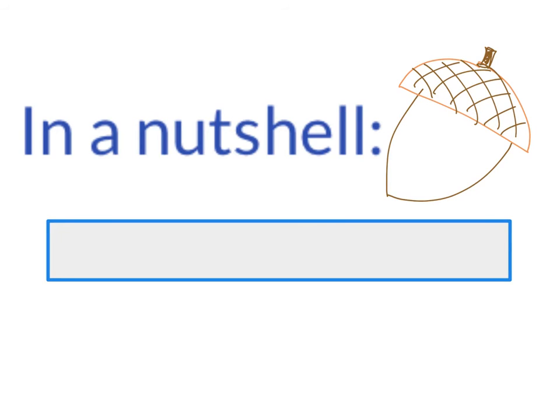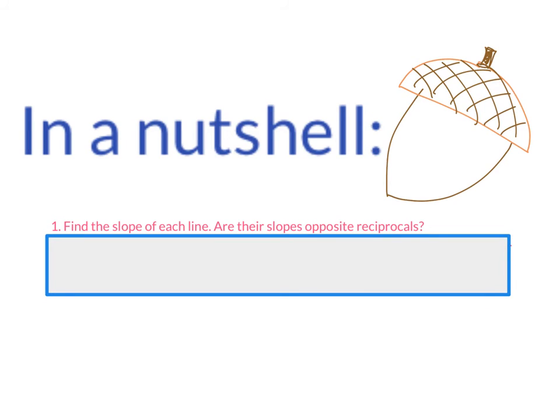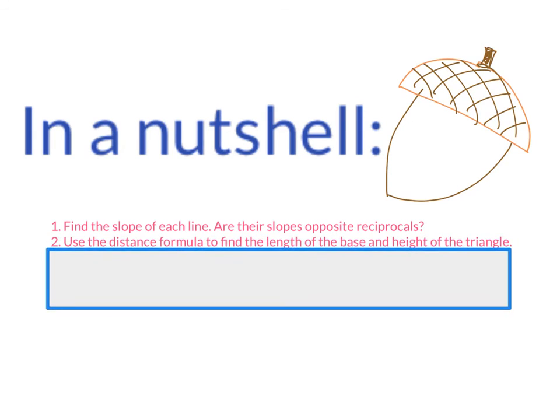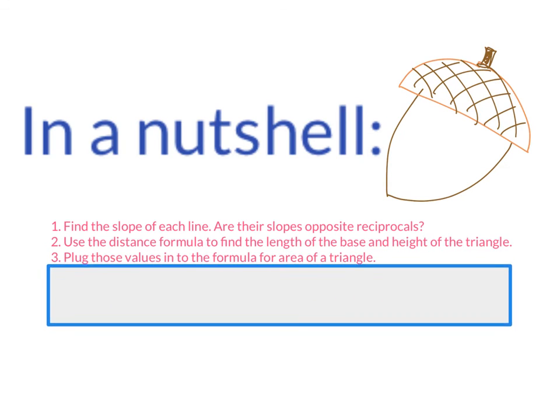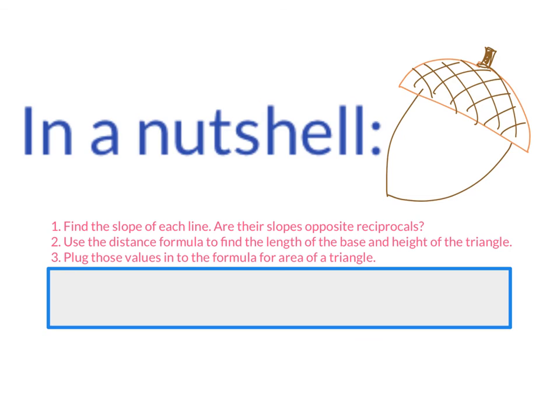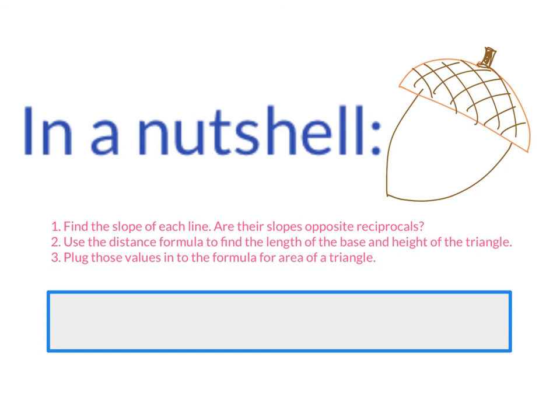Okay, summary. In a nutshell, number 1, find the slope of each line. Are the slopes opposite reciprocals? We're specifically looking at that AC-BC line, not really interested in AB. Number 2, use the distance formula to find the length of the base and the height of the triangle. Then plug those values into the formula for area of a triangle, and you're good to go, guys.